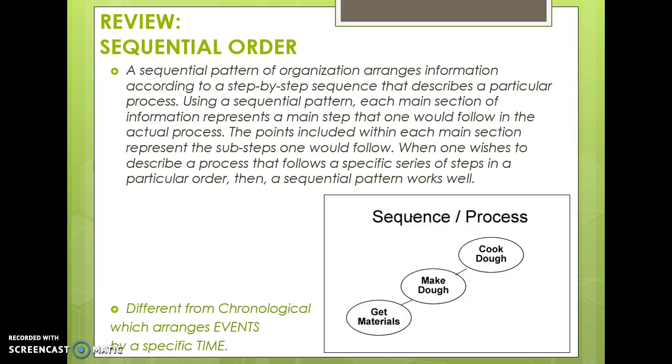Let's review sequential order. A sequential pattern of organization arranges information according to a step-by-step sequence that describes a particular process. Using a sequential pattern, each main section of information represents a main step that one would follow in the actual process. The points included within each main section represent the sub-steps one would follow. When one wishes to describe a process that follows a specific series of steps in a particular order, then a sequential pattern works well. It's different from chronological, which arranges events by a specific time.